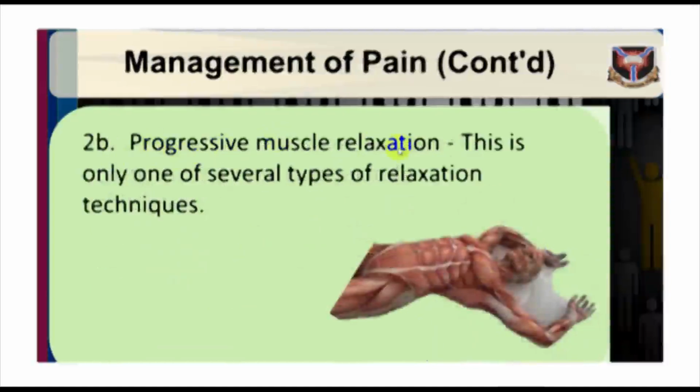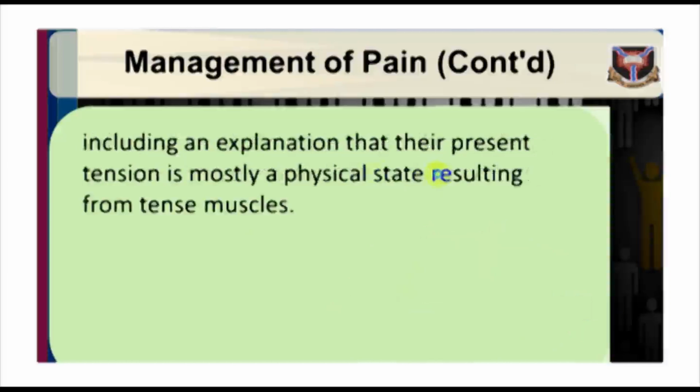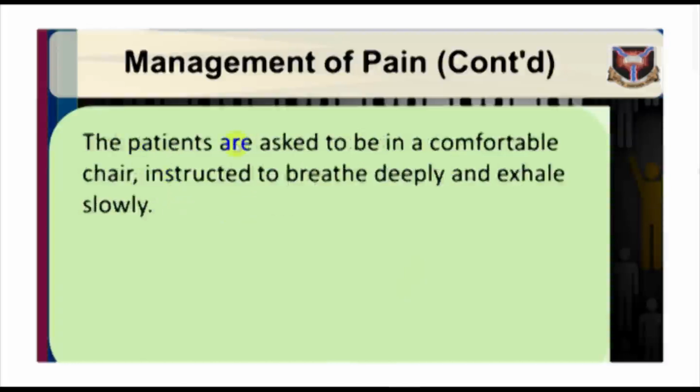B. Progressive muscle relaxation. This is only one of the several types of relaxation techniques. With progressive muscle relaxation, patients are first given a rationale for the procedure, including an explanation that their present tension is mostly a physical state resulting from tense muscles.